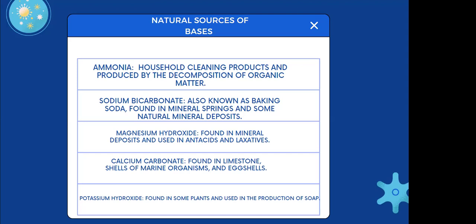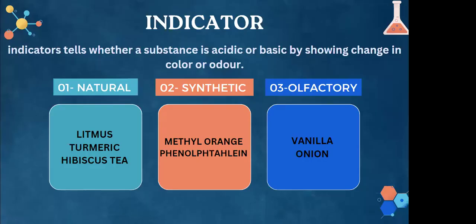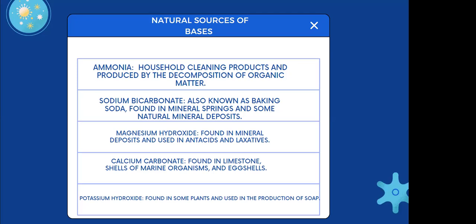Next is calcium carbonate, which is found in limestones, shells of marine organisms, and eggshells. And the last one is potassium hydroxide, which is found in some plants and in the production of soap. These are very basic examples that students can correlate with.